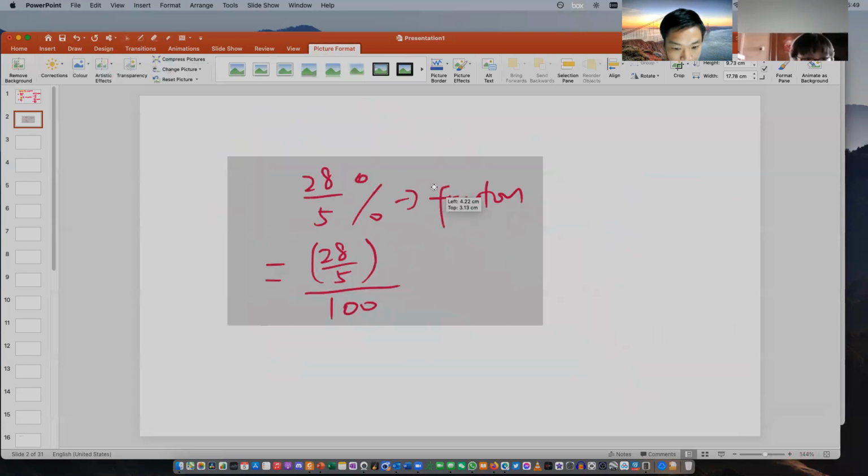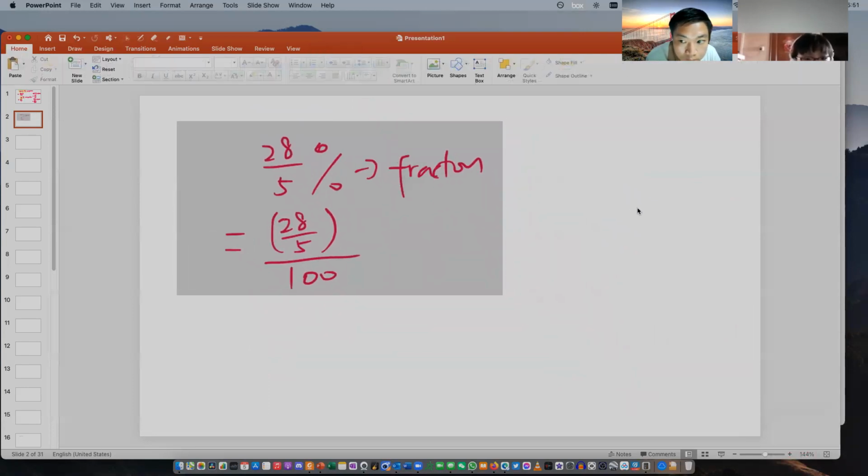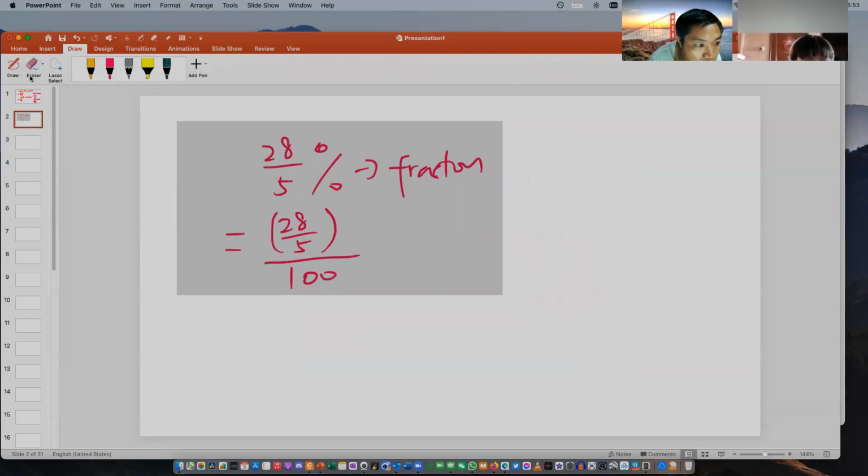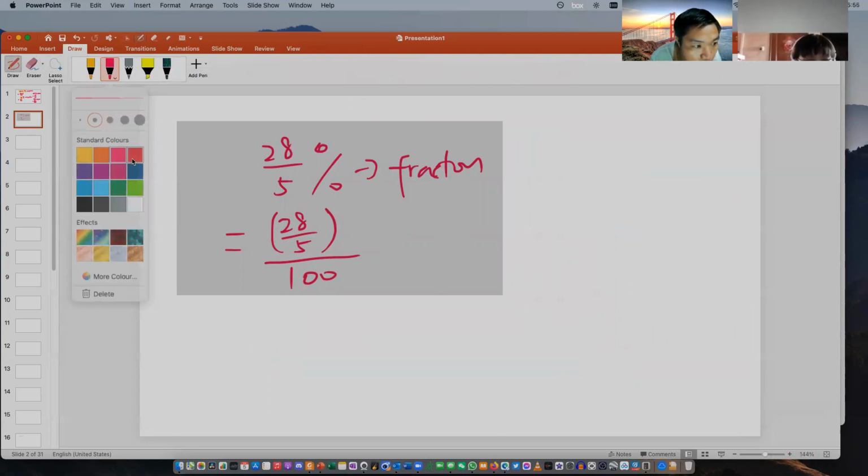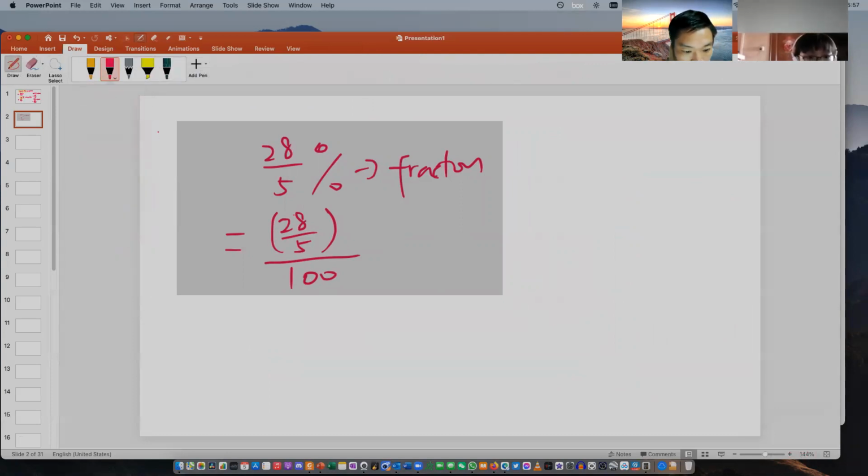Okay, are you looking at my screen now? Yeah. Okay, good. Focus, pay attention. Over here is very important. I'm just wondering, how do you key this into your calculator?